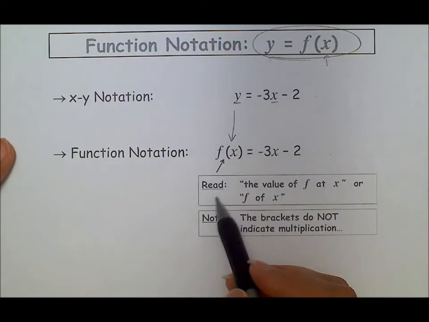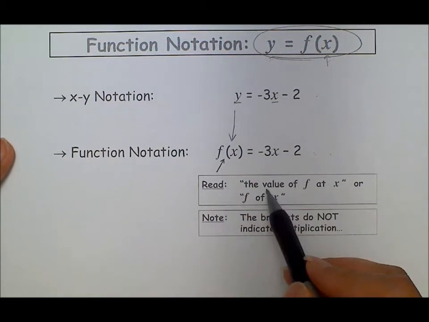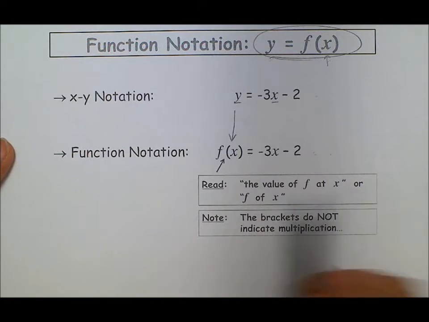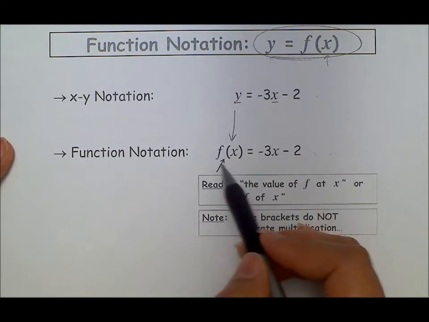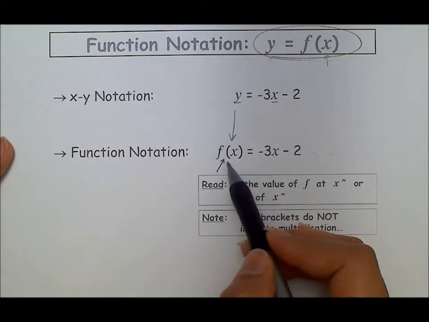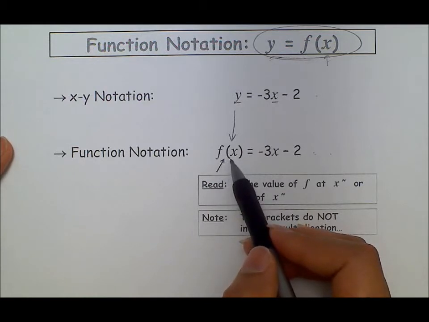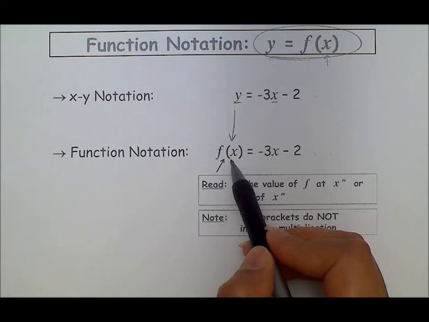Okay, the way this is read is the value of f at X, or typically the easier way of saying it is f of X. All this means is, instead of using the variable Y, we're using the variable f of X. And what this tells you is, as you plug in different values of X, you'll know what the value of X is that you plugged in, and you'll know what the value of Y is that results as you evaluate.